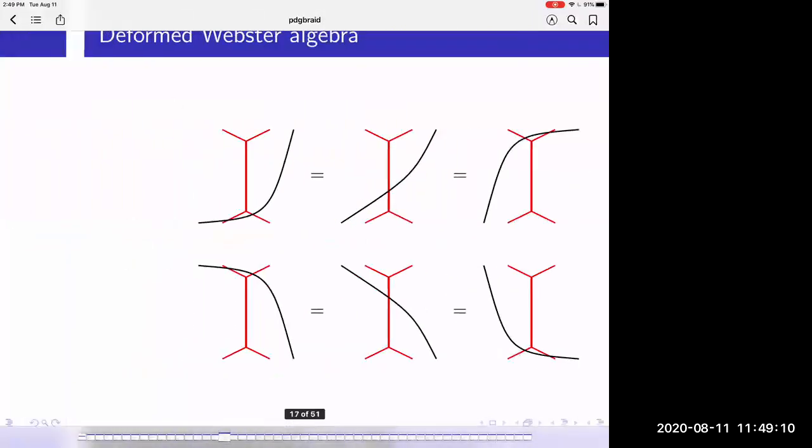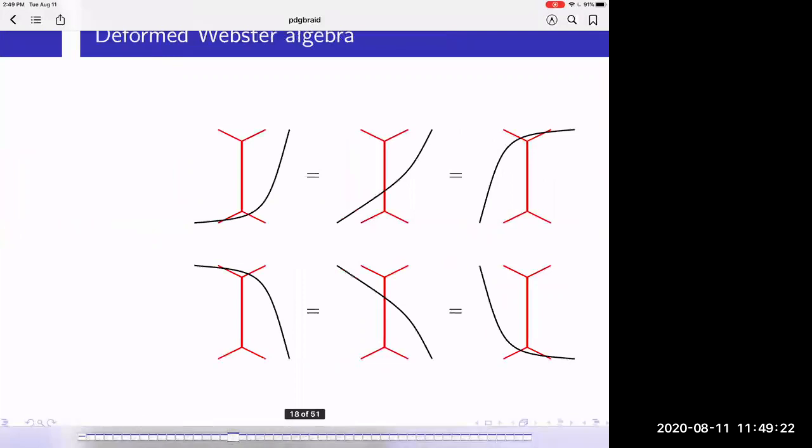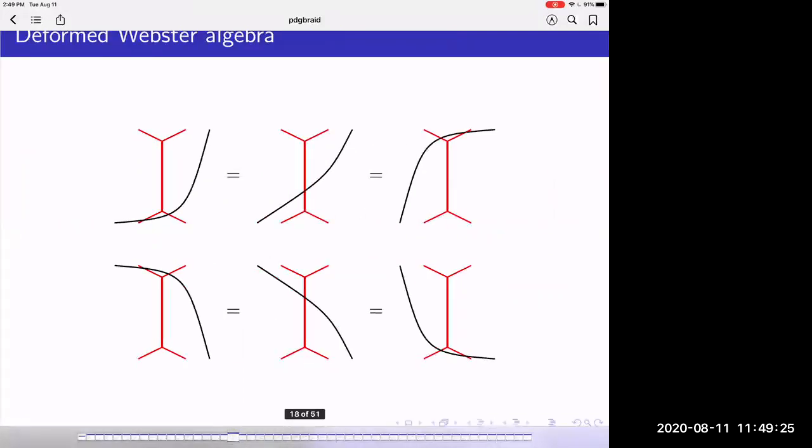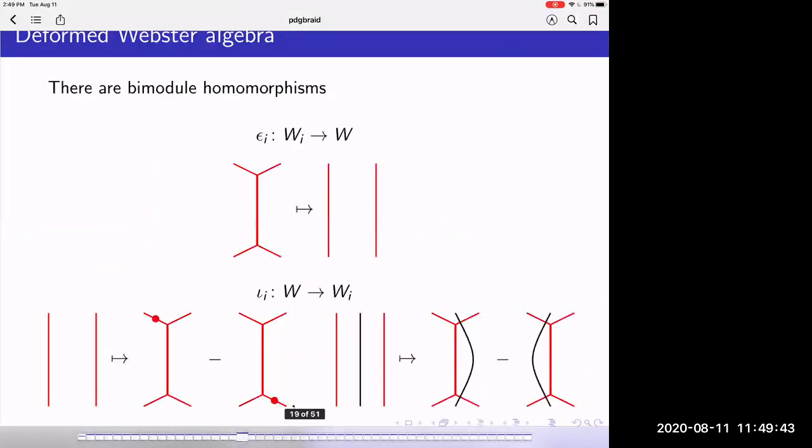Okay, and what about the black strand? Let me go back for one second. If we have no black strand, this actually looks like a Soergel Bott-Samuelson bimodule, corresponding to a generating object in the Soergel category. Now, incorporating the black strand into this picture, the black strand flows through the picture. If it goes through the bottom two legs, it can go through the middle thick part, and then it goes up to the top, along with its mirror image. And so we impose those extra relations along with the relations from this deformed Webster algebra.